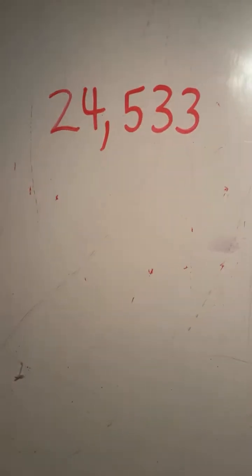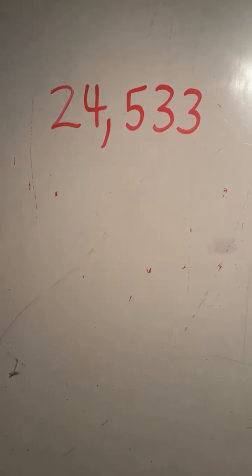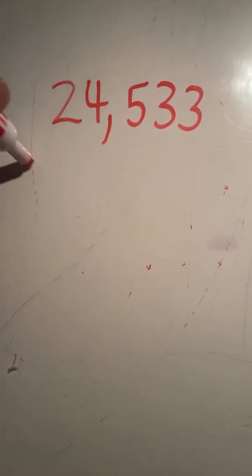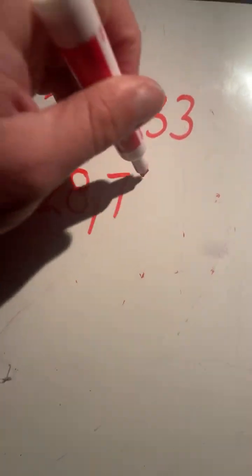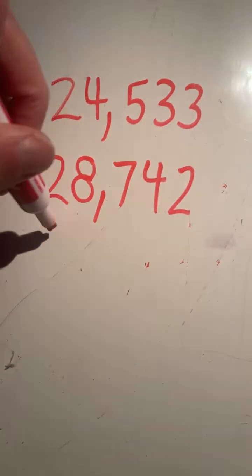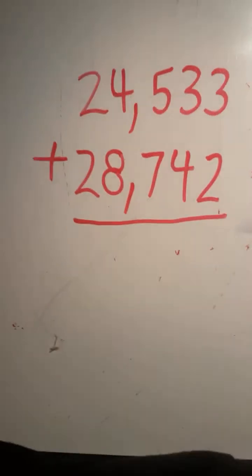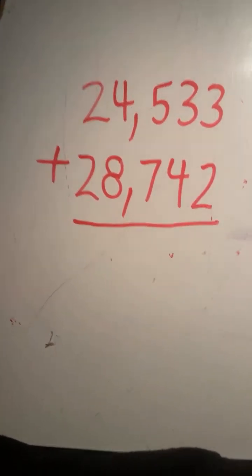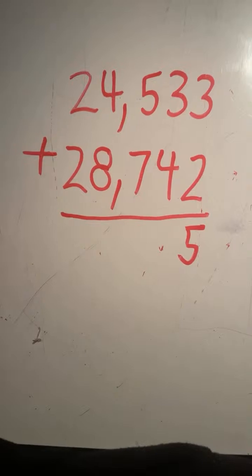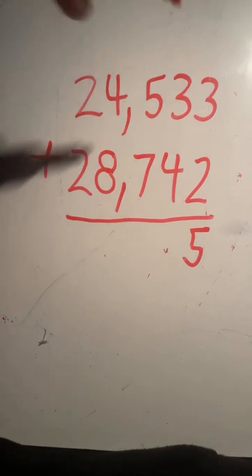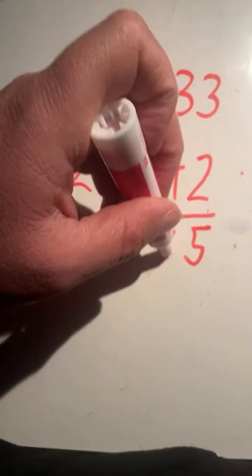24,533 plus 28,742. All right, here we go. Starting in the ones place, 3 plus 2 equals 5. Now we do not need to regroup in the ones place because our sum is less than 10. 3 plus 4 equals 7.